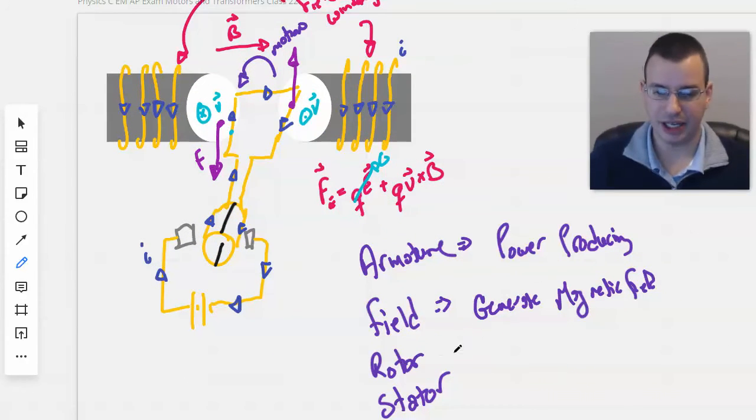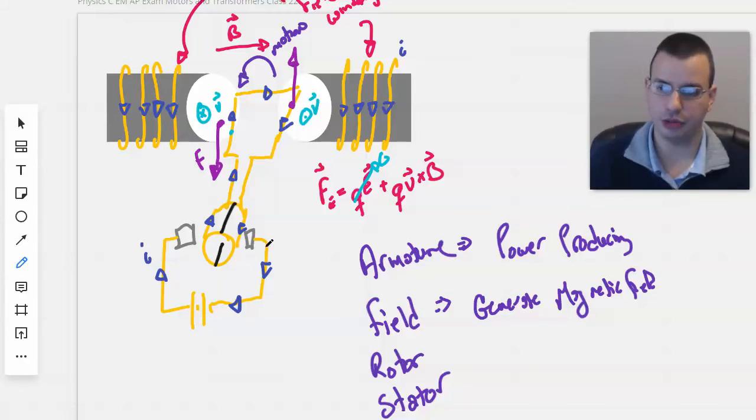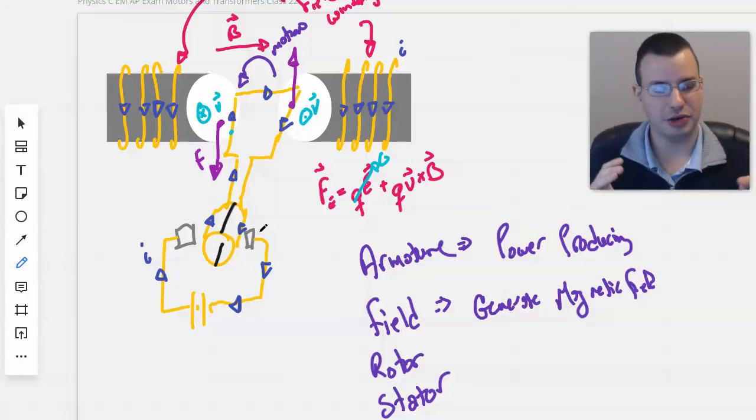And as an idea in life, if you have something that's rotating, it's hard to maintain that electrical connection, because here we're doing it through carbon brushes, and transmitting massive amounts of electricity.